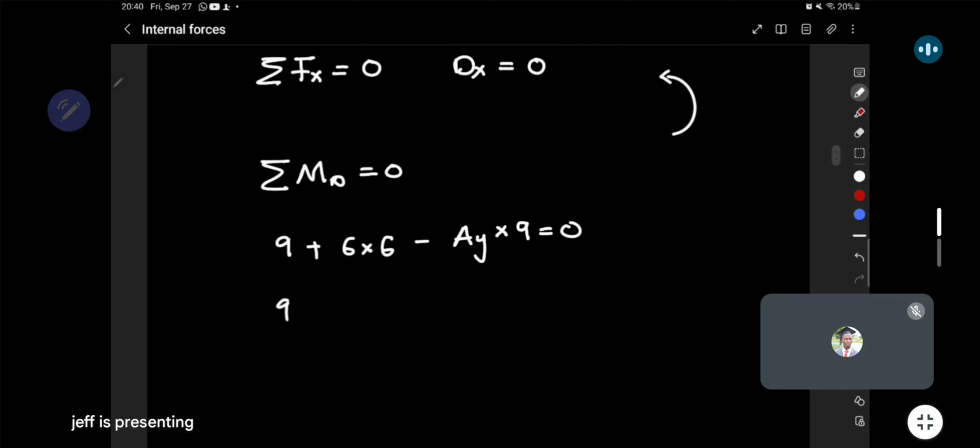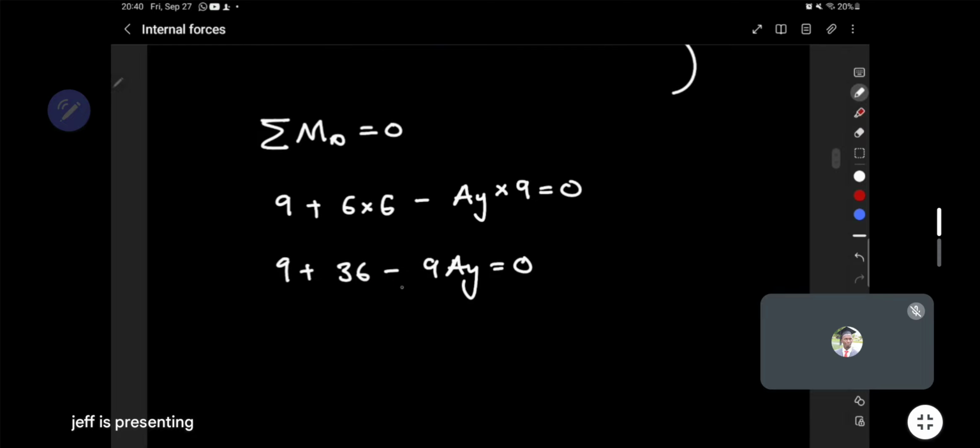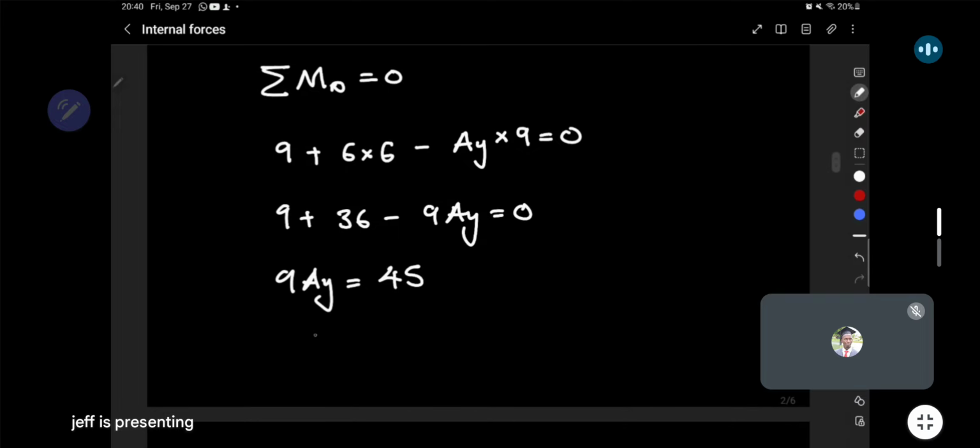From here we have 9 plus 36 minus 9 AY is equal to 0. So now you're going to have 9 AY equals to 45. And finally AY equals to 45 divided by 9, giving us 5 kilo. Because my force throughout had a kilonewton, even this one will also have that 5 kilonewton. It will also be the kilonewton there. So we have found what the force AY is.